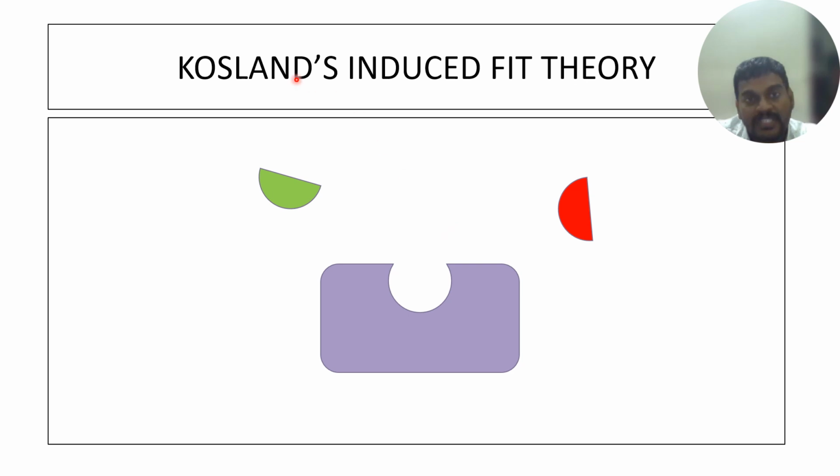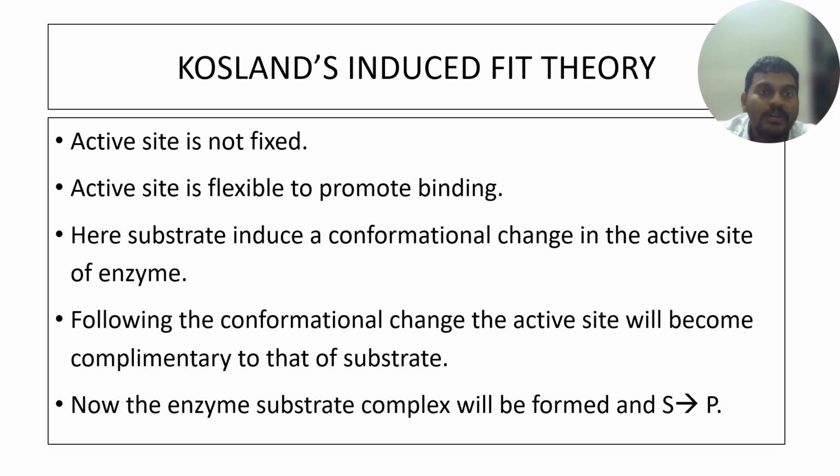So this theory can explain how the substrate and the product in a reversible reaction, which are structurally different, can get attached to the same active site of an enzyme. So Koshland's induced fit theory explains that the active site is not fixed, it is rather flexible. When the substrate comes in contact with the active site, it is going to induce conformational changes so that now the active site will become complementary to that of the substrate, and now the substrate will get attached to the active site and it will become product.